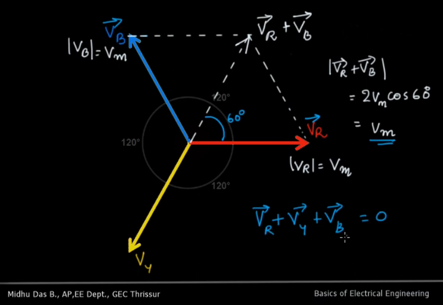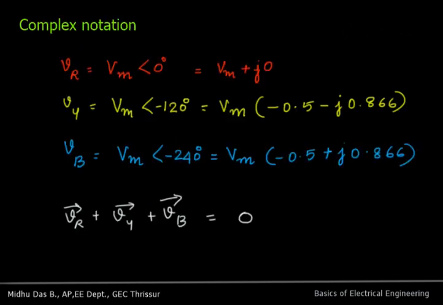Since the three voltages are equal in magnitude but displaced by 120 degree, you can see from this figure the resultant of VR plus VB plus Vy, phasor sum we are talking about, will be equal to 0. If you consider three-phase balanced voltage signals, these are known as balanced three-phase voltage signals. If you take the phasor sum of these three, you will get it as 0. Now, how will you notate these quantities in complex form?